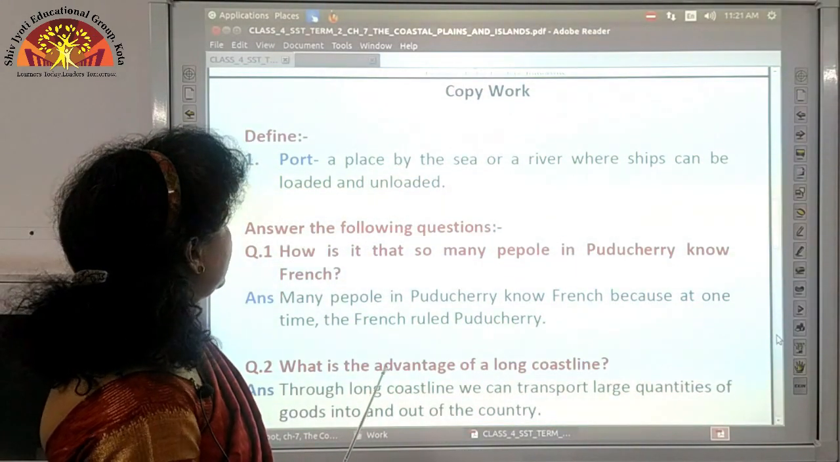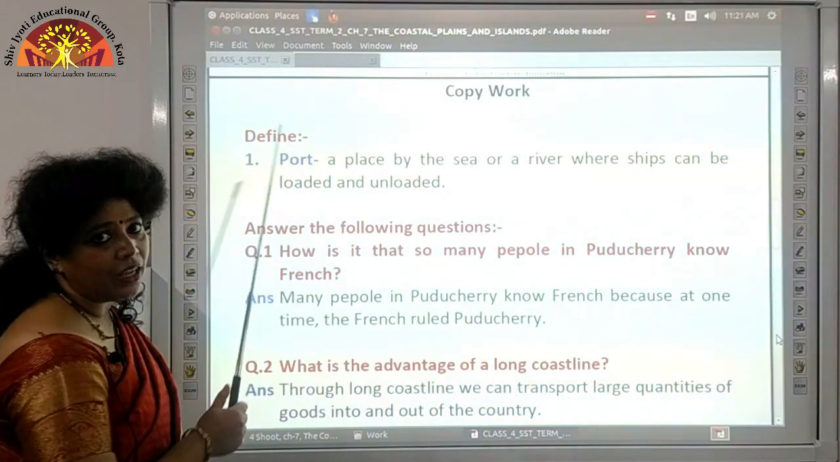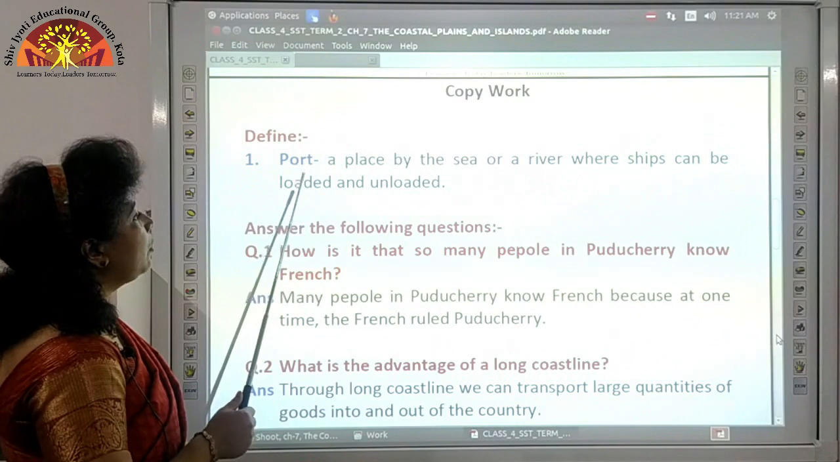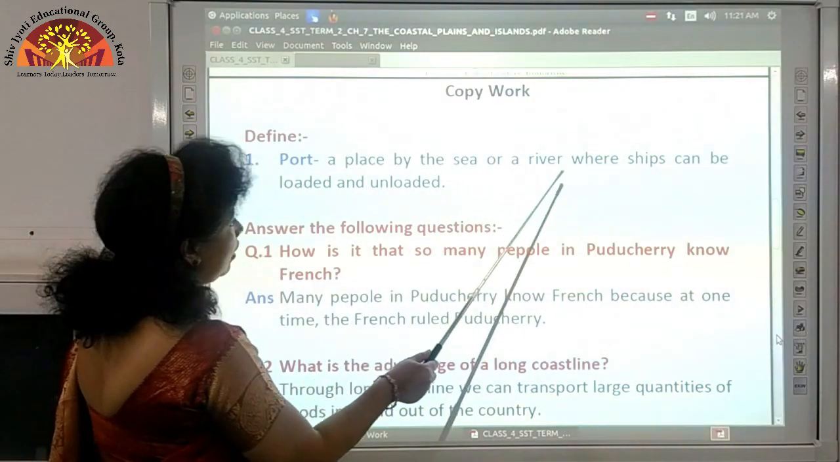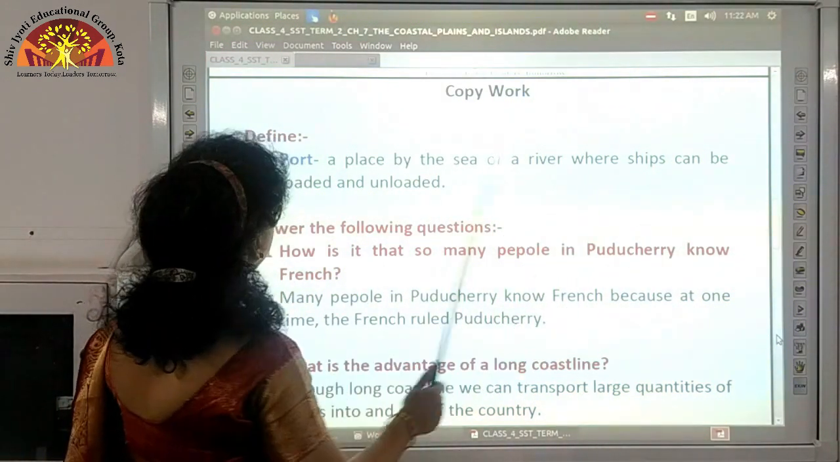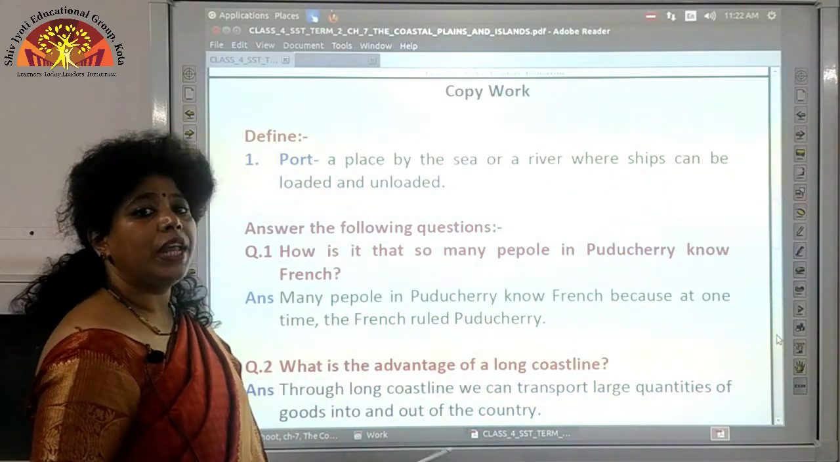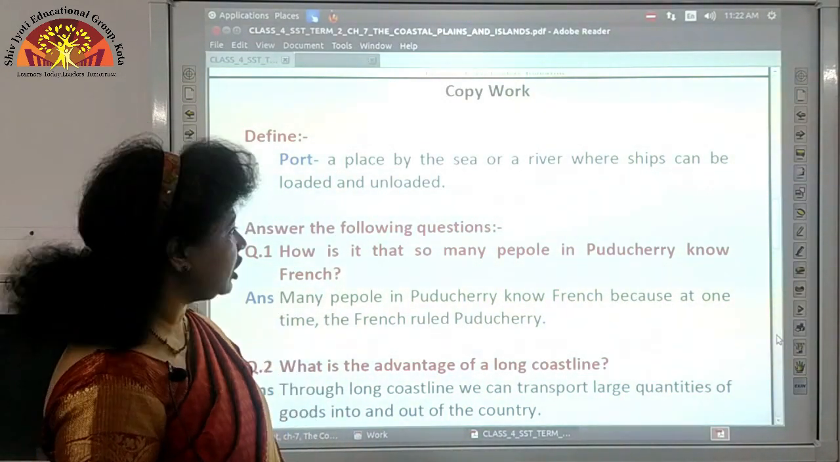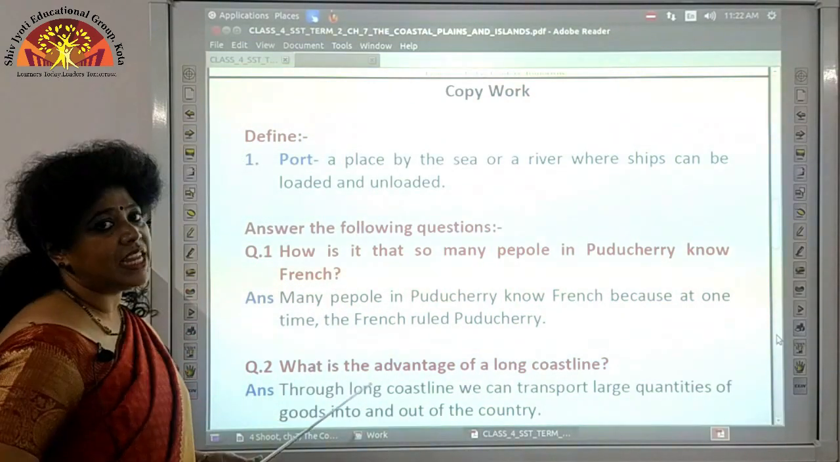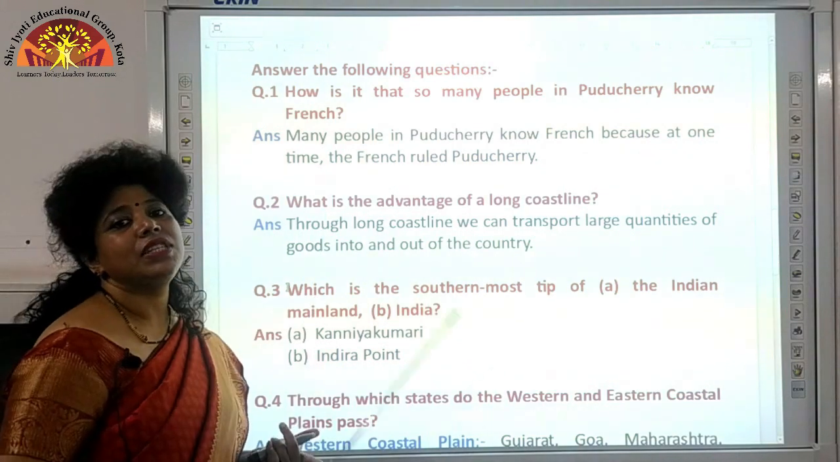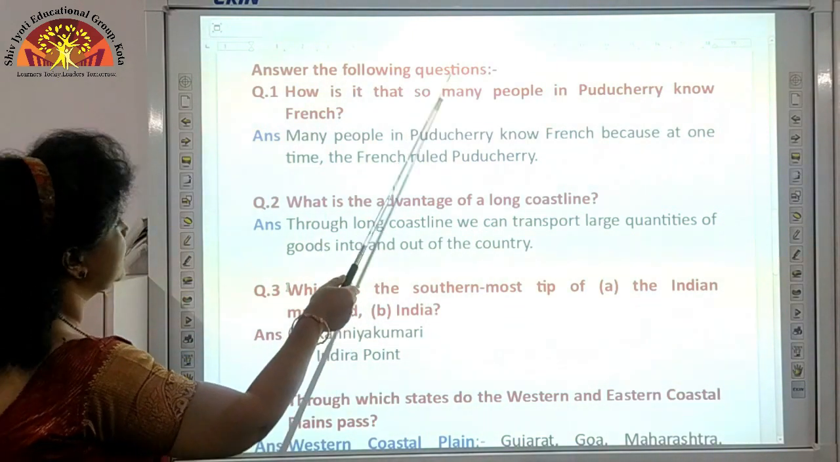In the copy work, the first question is define. You have to define a port. What is a port? A port is a place by the sea or a river where ships can be loaded and unloaded. Loading means putting goods into the ship, and unloading means taking goods out of the ship. Okay. So let us now start with answer the following questions.